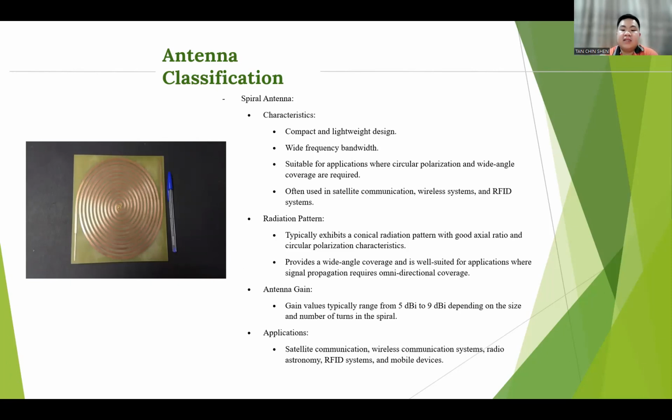The antenna gain ranges from 5 dB to 9 dB, depending on the size and the number of turns in the spiral. Applications are satellite communication, wireless communication systems, radio astronomy, RFID systems, and mobile devices.